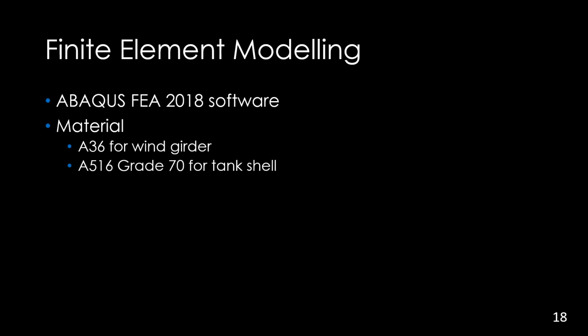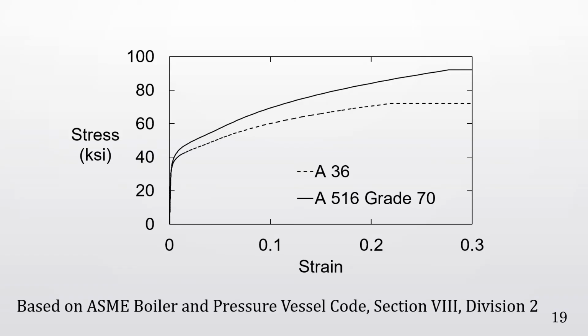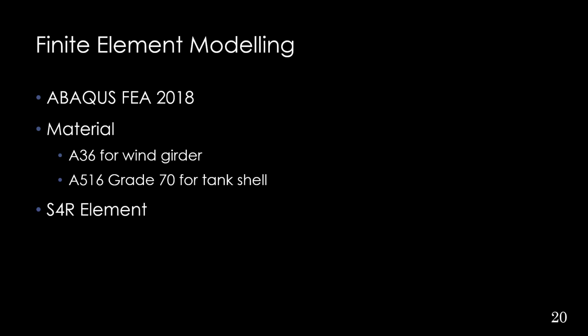We did finite element modeling using Abaqus FEA software. The material models used were A36 for the wind girder and A516 grade 70 for tank shell, which are typically used in the industry. The nonlinear material properties were modeled in Abaqus. This is a stress strain curve for both the models. We used stress strain behavior based on ASME equations.